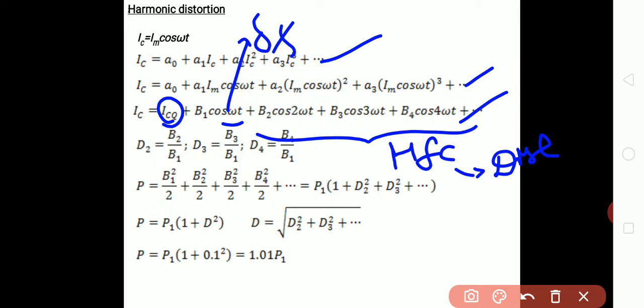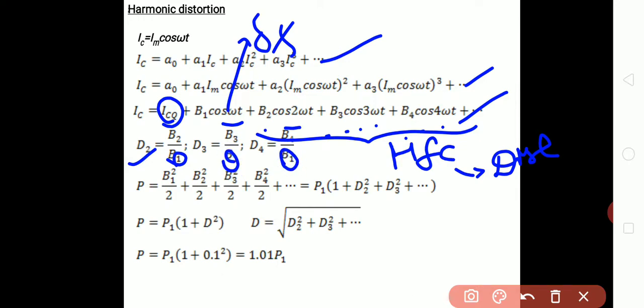This distortion is generally defined as D2, which is because of the second harmonic component, D3 because of the third harmonic component, D4 because of the fourth harmonic component. And these distortions are calculated with respect to the fundamental frequency component, that is B1.